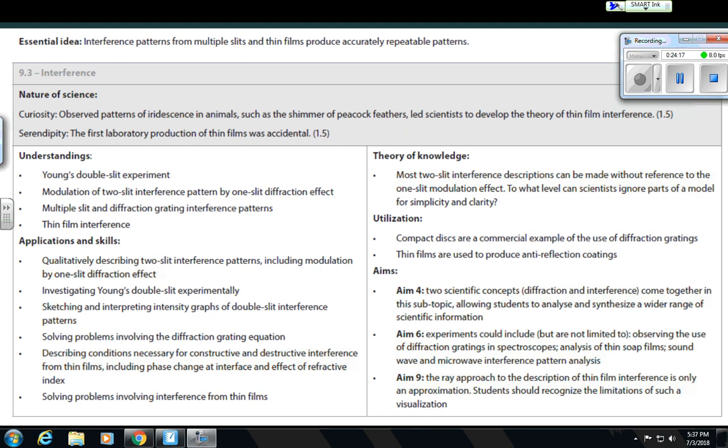All right, let's quickly review the syllabus and see how we did. We talked more about Young's double-slit experiment. We talked about how the pattern gets modulated using the 1-slit diffraction and the 2-slit interference embedded within it, multiple slit interference and diffraction gratings, and thin film interference. Okay? Look through everything that you should be able to do and know. That's a good thing to review.